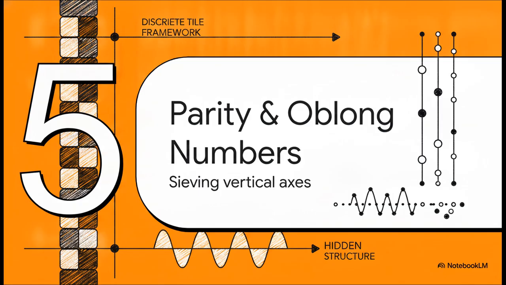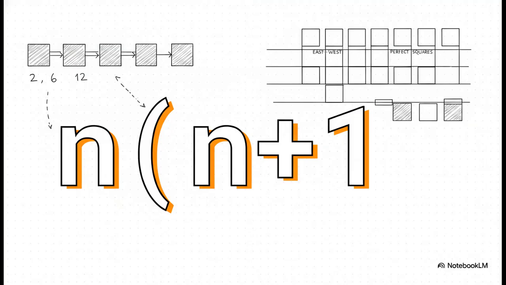Section 5, Parity and Oblong Numbers. The mathematical revelations don't stop with squares. Let's pivot to the vertical axes and check out another massive hidden structure. Let's talk about oblong numbers. Algebraically, that's n times n plus 1. Numbers like 2, 6, 12, 20. So, if the perfect square is locked in flawlessly on the east-west horizontal plane, where do you think these oblong numbers are going to land?